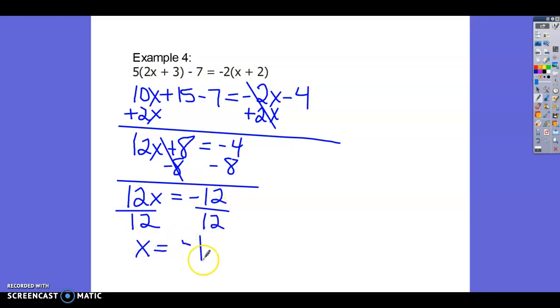All right, again, plug this in and check it. I've already checked my work, so we can move on a little bit quicker. Negative 1 is the correct answer here. All right.